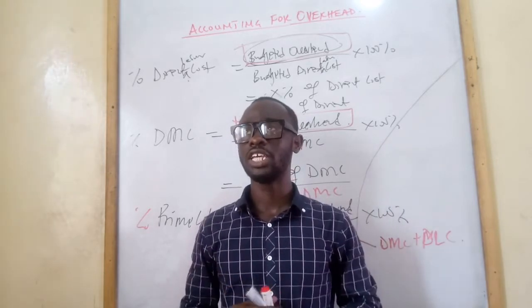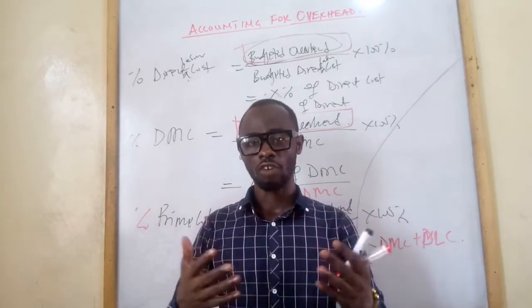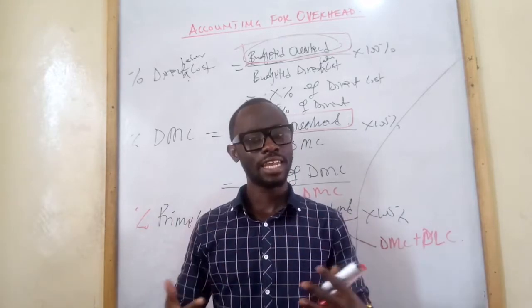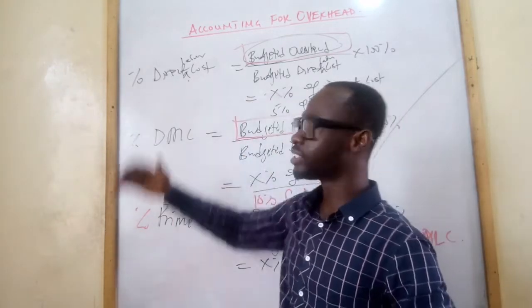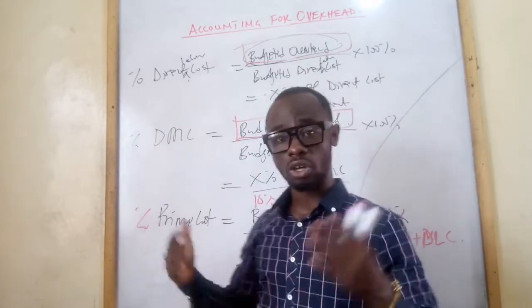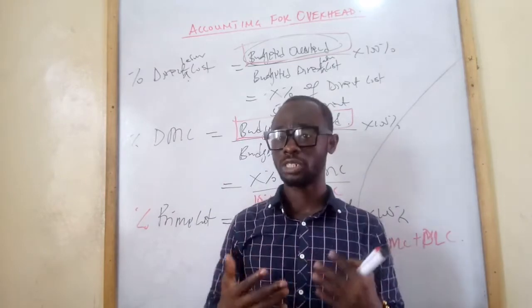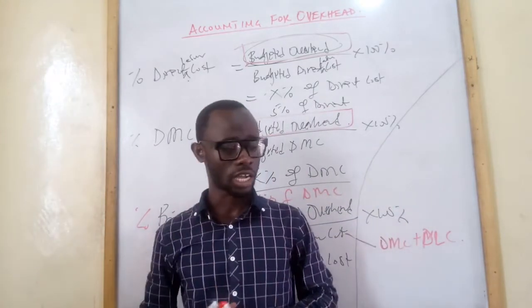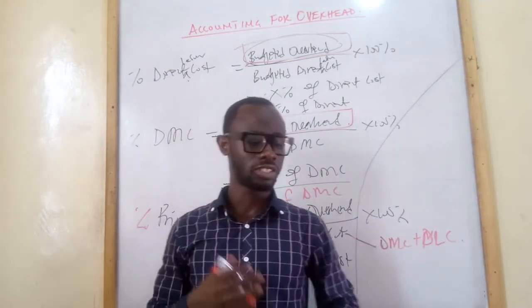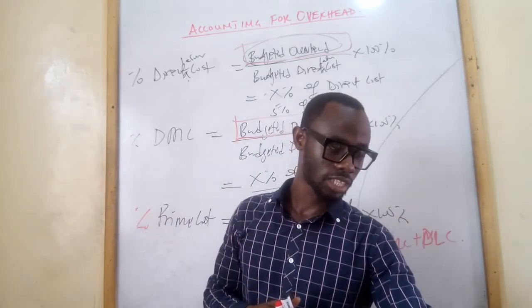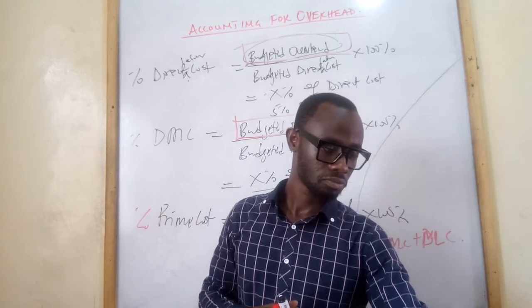But if the organization incurs a lot of cost in each of the departments in the production of their products, then they can decide to use the direct material cost, the direct labor cost, or what? The prime cost. So it is a matter of judgment and common sense as a management accountant or as a manager to decide which one is appropriate and which one is realistic for the business under consideration.